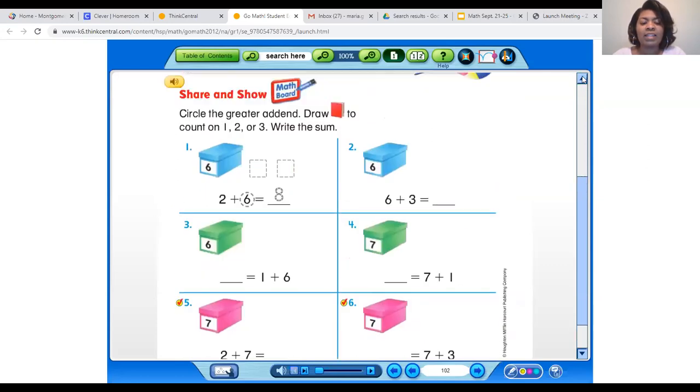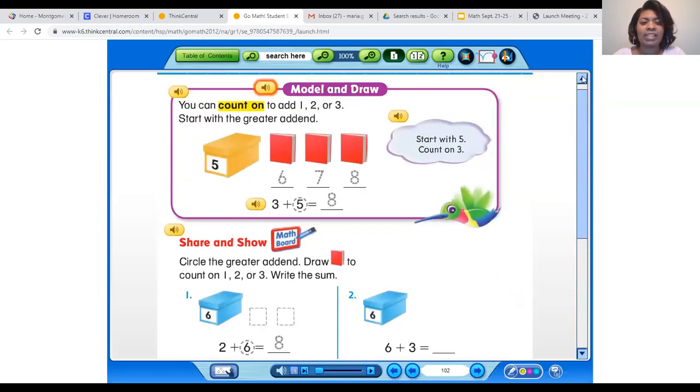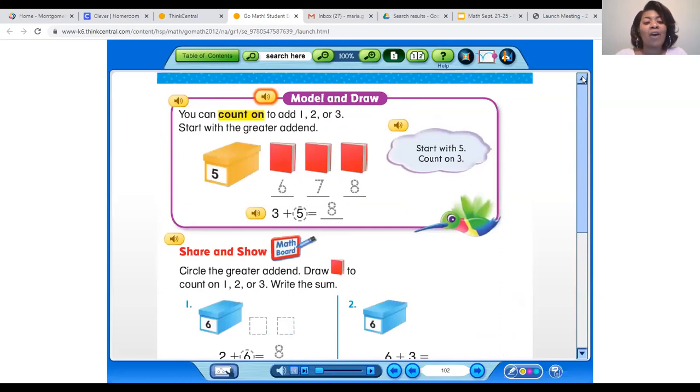All right, let's look right here in our example. You can count on to add 1, 2, or 3. We're going to start with the greater addend. Remember, our addend is the number that we are adding together, and our sum is the answer. Of course, we have our symbols. If we're adding, we're going to use this plus sign. We also have our equal sign to make sure that the equation is balanced.